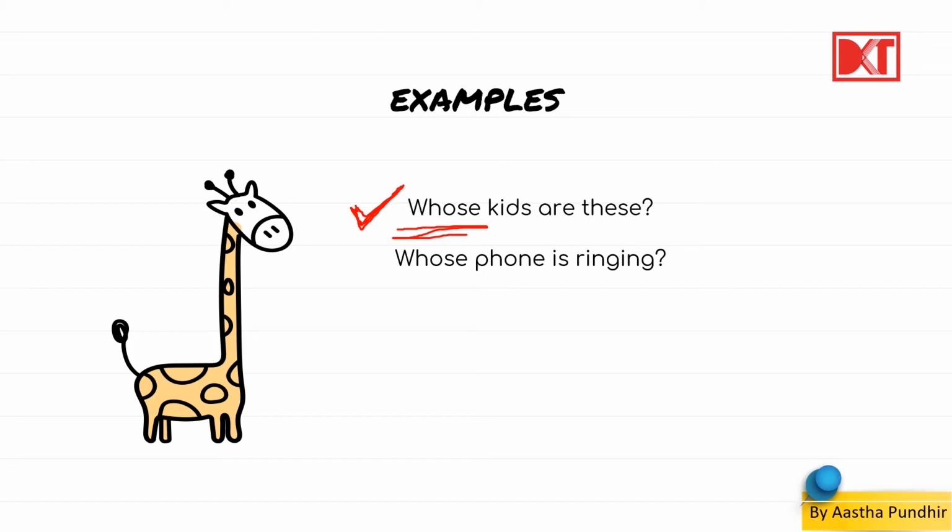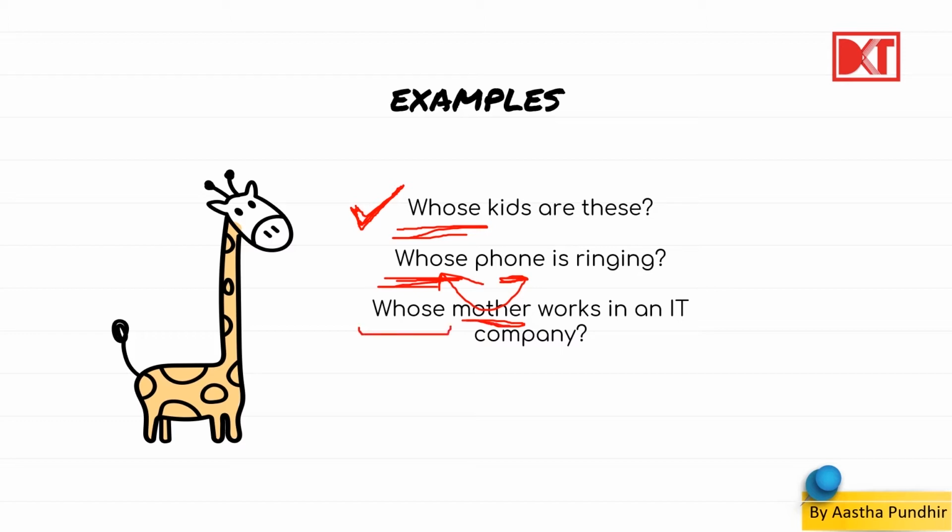And whose phone is ringing? Again, ownership, we are asking about the ownership of the phone which is ringing. Ownership of that phone we are asking through whose. Then you have here, whose mother works in an IT company. So here again, for mother, we are asking about the belongingness. Alright, so here are the scenarios where we use whose.